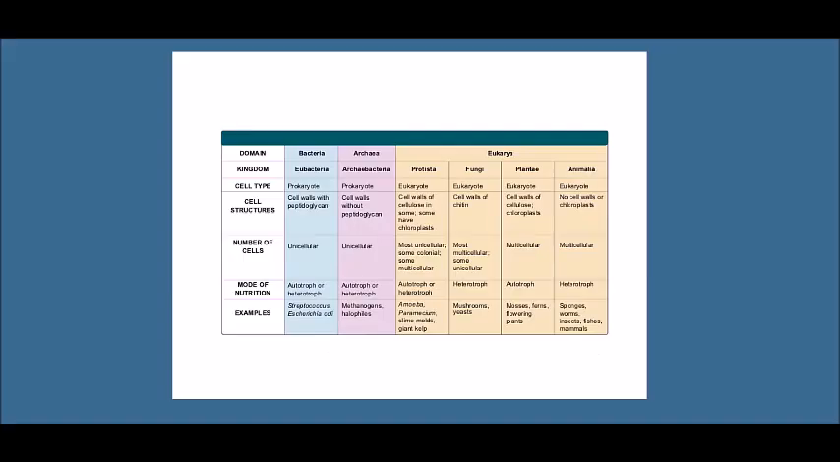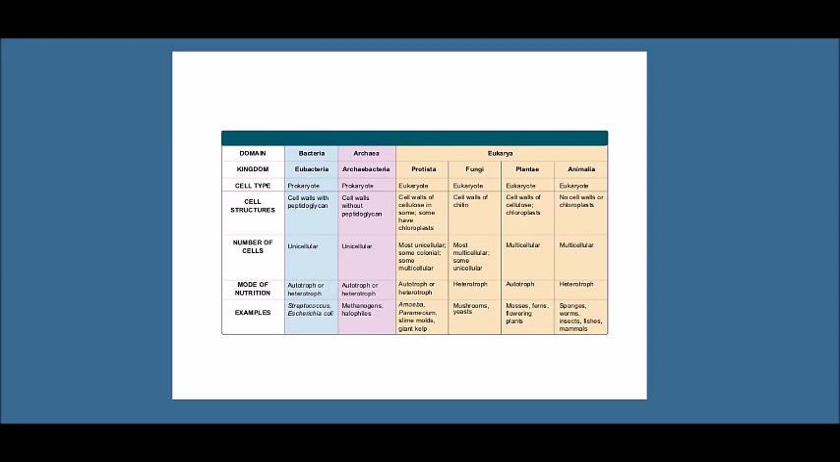The domain of Archaea is the kingdom of Archaeobacteria, which is prokaryotic. The domain of Bacteria is the kingdom of Eubacteria, which is also prokaryotic. The domain of Eukarya includes the kingdoms Protista, Fungi, Plantae, and Animalia, which are eukaryotic.